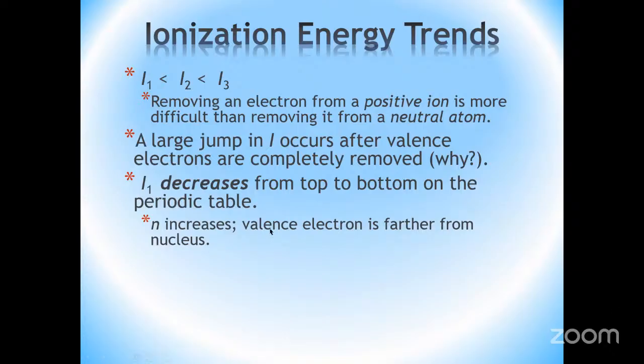Now, in terms of trends that you would observe across a period and down the group, let's look at what happens as you go from top to bottom of any group. What you're going to find is that as you go down the group, the first ionization energy, so to remove the first electron, will decrease. So if you take, for example, group 1A, which starts with hydrogen at the top, and then you go to lithium, to sodium, and so on, it becomes easier to remove the valence electron, the one electron on the outermost shell in each case.